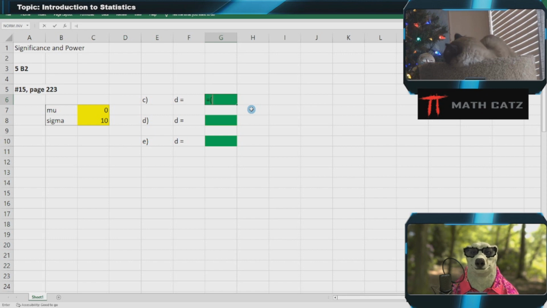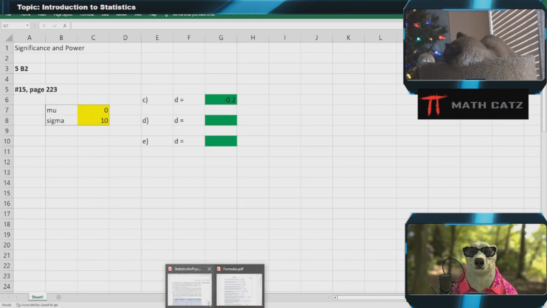In Excel, I start with an equal sign, telling Excel that I'm going to do a calculation or a formula. So I'm going to take -2, which is the predicted mean, minus, now in this case I know it's 0, but it could be something else in another question, the value in that cell, and close the bracket and divide by sigma. And we get -0.2. So it's a negative effect size, lowering from the population mean.